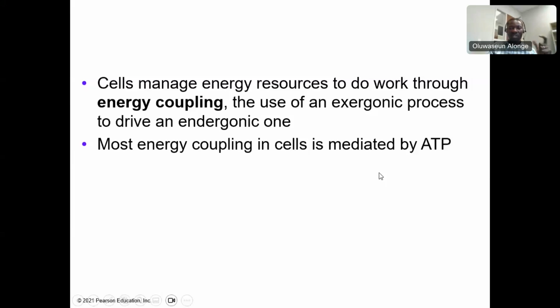I'm continuing. This is part 2 of chapter 8. So cells do manage energy resources through what we call energy coupling. Energy coupling means that when you use an exergonic process to drive an endergonic reaction, it means in essence that the exergonic reaction is going to release energy into the environment, and that energy released into the environment is now used for another process. Does that make sense?